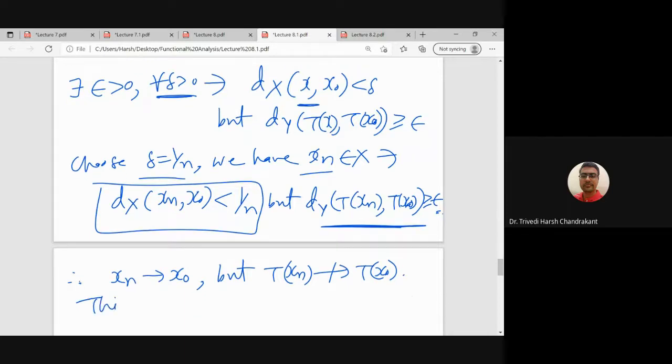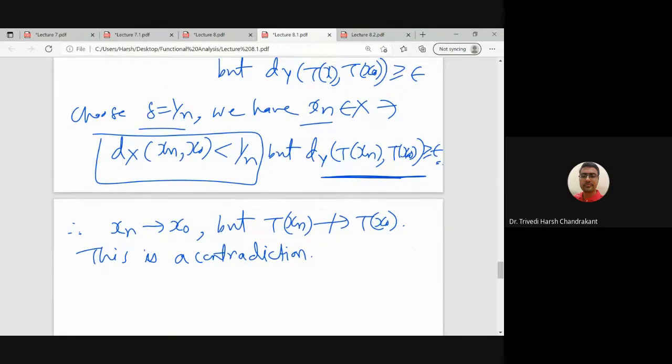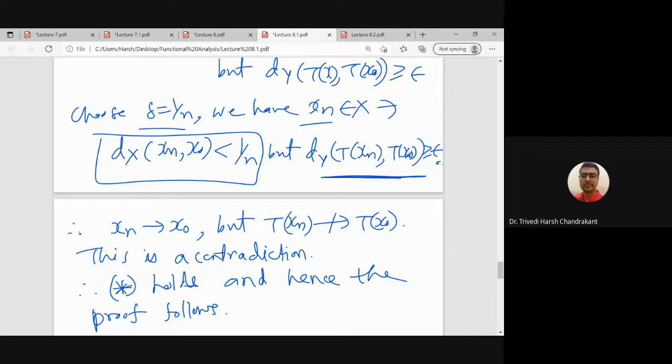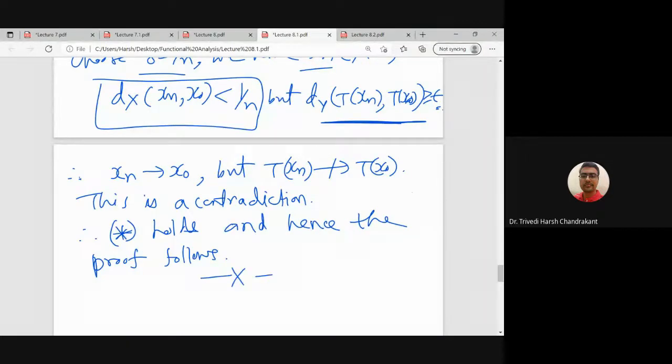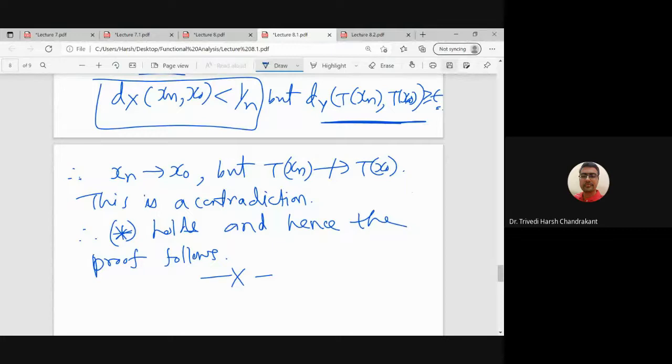So this is a contradiction, and this is coming from the assumption that star does not hold. Therefore star holds, and hence we get the theorem. So this is just sequential continuity, which is the characterization of continuity in the metric space.